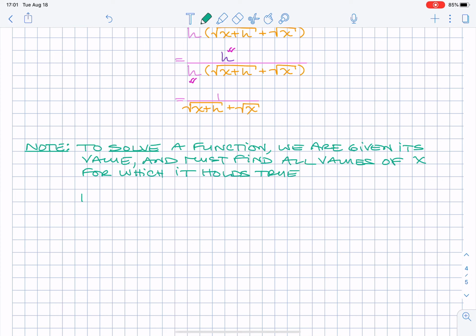i.e., id est, given y, find x. So that's what it means to solve.